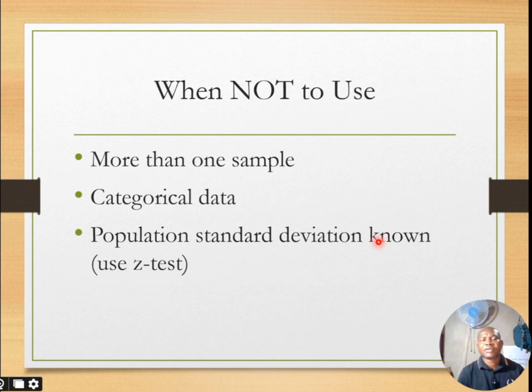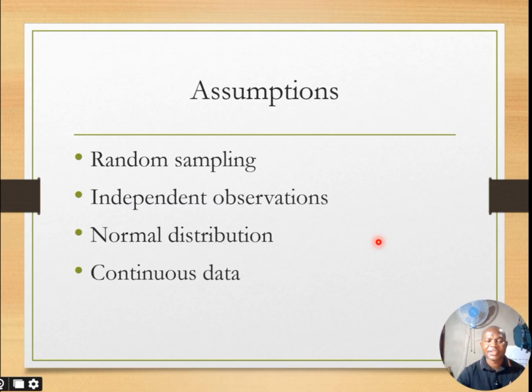Now, when not to use the one sample t-test: when we have more than one sample, or we are dealing with categorical data, or the population standard deviation is actually known. The moment the population standard deviation is known, then we are likely going to use our z-test.